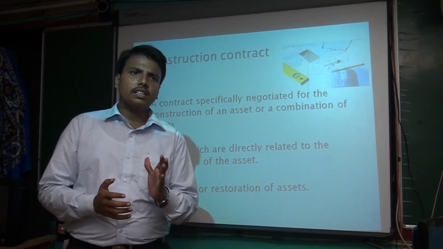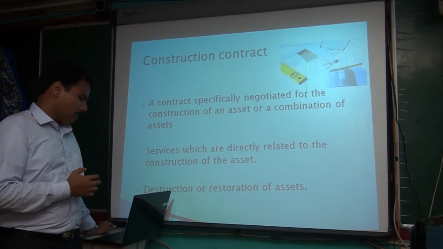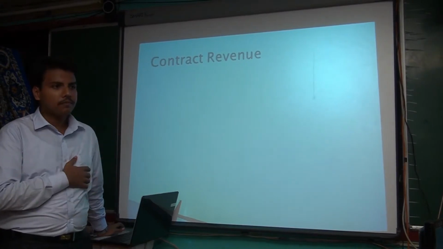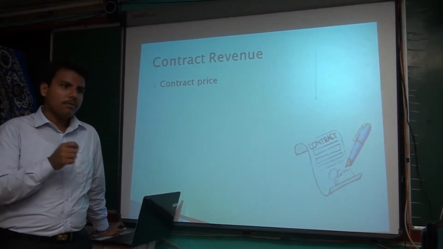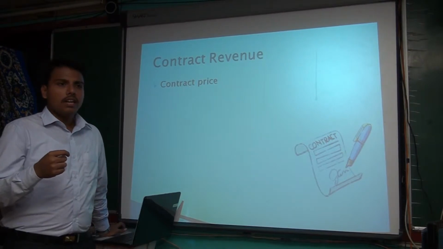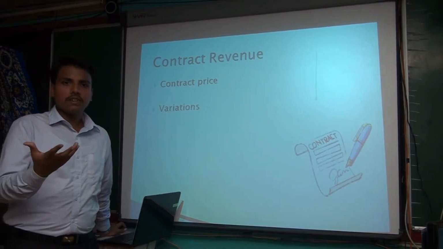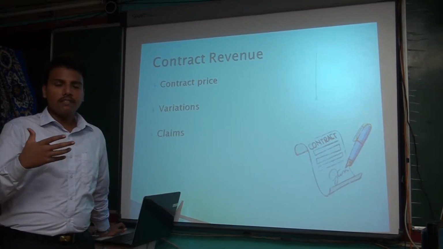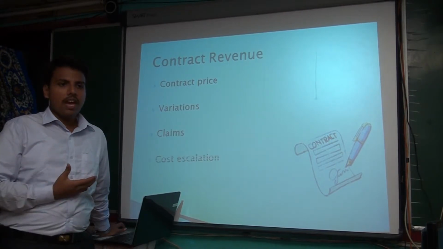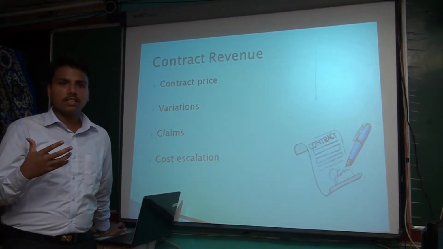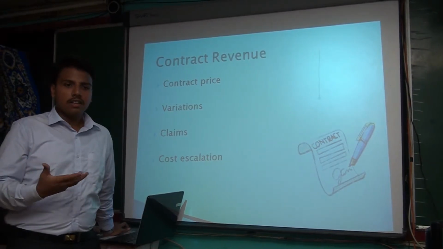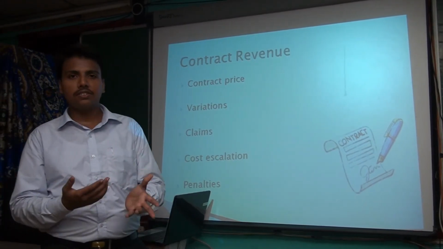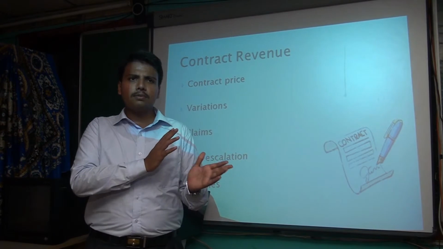So now, what actually comprises contract revenue? In a construction contract, typically the contract revenue comprises the following: the basic contract price, obviously, and the second one is the variations that come up during the progress of the contract. There are also claims which the contractor puts up, and when accepted, it leads to an increase in revenue. And there are cost escalation clauses by which, in case of fixed contracts, the revenue can be increased. And there are also penalties which the customer may impose, and this may lead to reduction in revenue. This is about contract revenue.